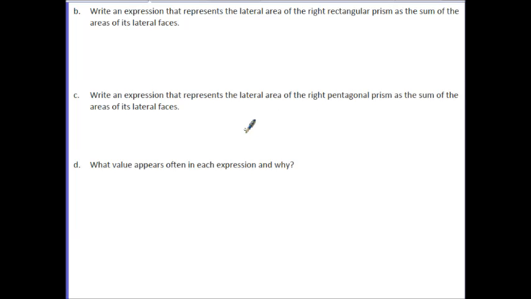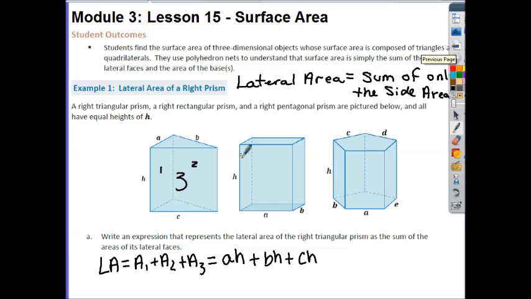Part B says write an expression that represents the lateral area of the right rectangular prism as the sum of the areas of its lateral faces. So again, we're going to find the lateral area by adding up all of the faces of our right rectangular prism. Now, the faces of our right rectangular prism are also rectangles. And what we should notice here is that we have 4 faces. 1, which is this face over here. 2, which is this face back here. 3, which is this face right here. And 4, which is our front face here.